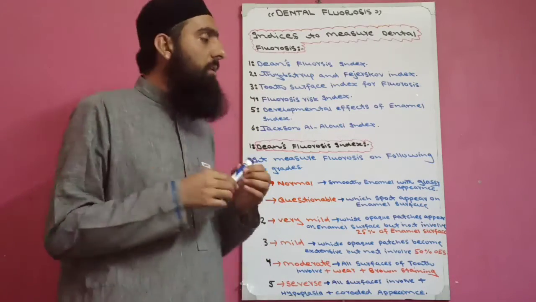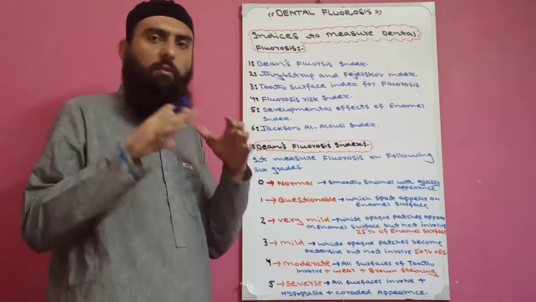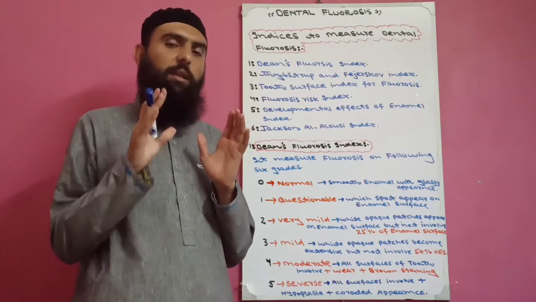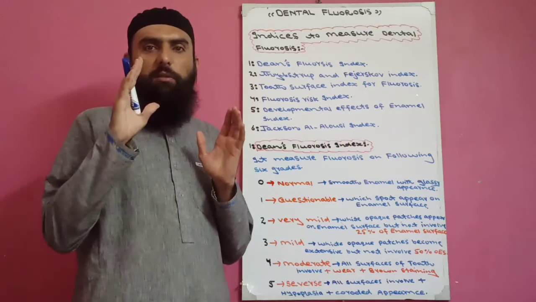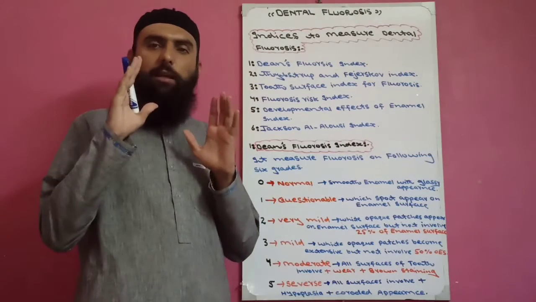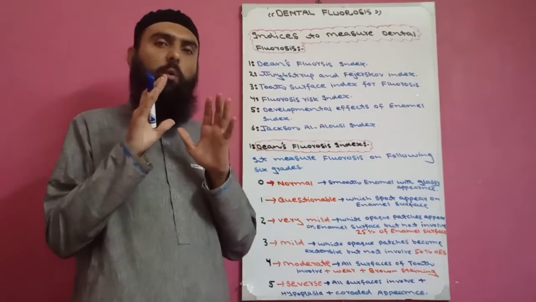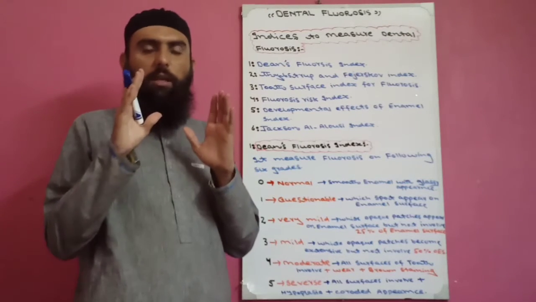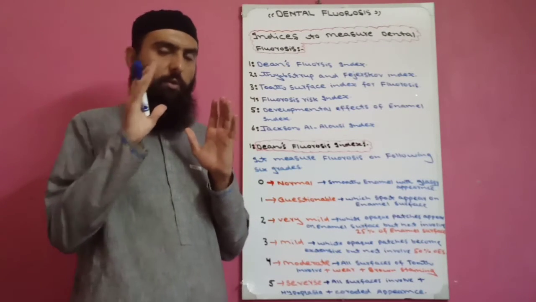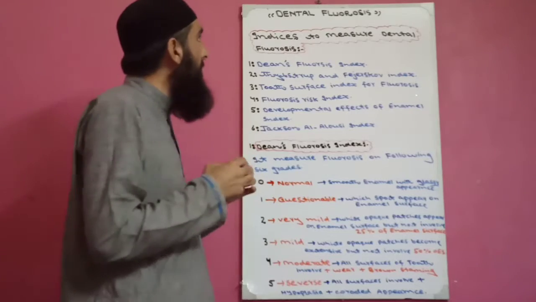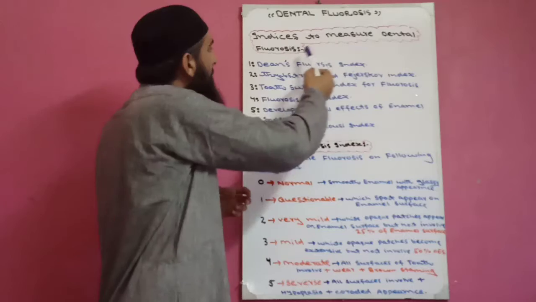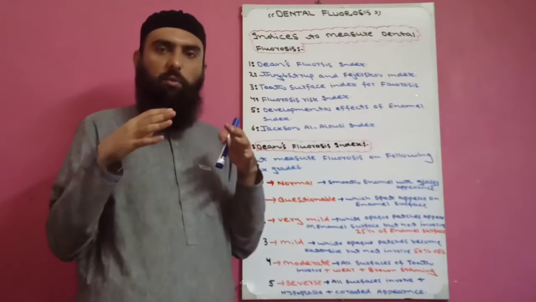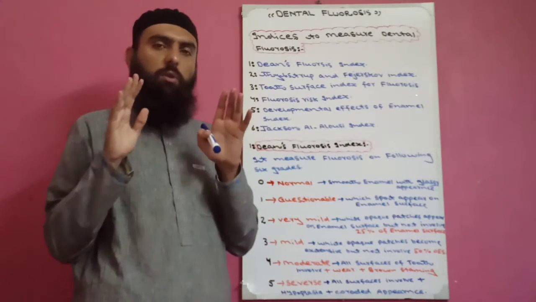Now today is the second video of dental fluorosis. In the first video we already studied the definition, causes, characteristics, features and optimum level of fluoride in dental fluorosis. Now today in the second video we study the indices to measure dental fluorosis. To measure fluorosis, which indices do we use?